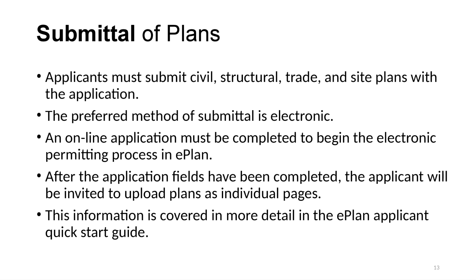When submitting plans, applicants must submit civil, structural, trades, and site plans with the application. The preferred method of submittal is electronic. An online application must be completed to begin the electronic permitting process in ePlan, which can be accessed on the DPIE website. After the application fields have been completed, the applicant will be invited to upload plans as individual pages. This information is covered in more detail in the ePlan Applicant Quick Start Guide, which can also be accessed on the DPIE website.